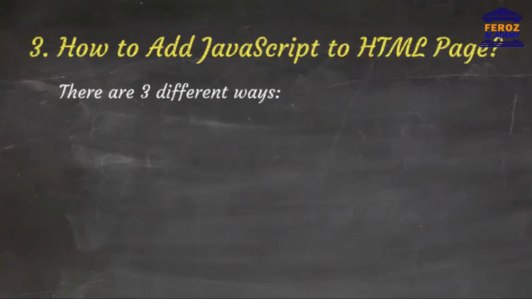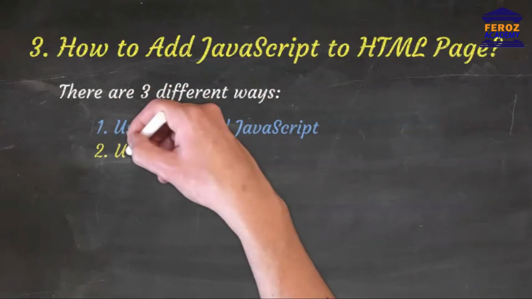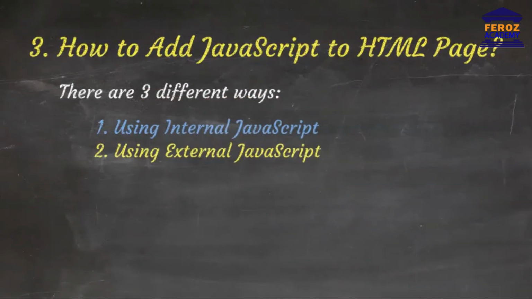There are 3 different ways you can add JavaScript code in your HTML pages. 1. Using internal JavaScript. 2. Using external JavaScript. 3. Using inline JavaScript.